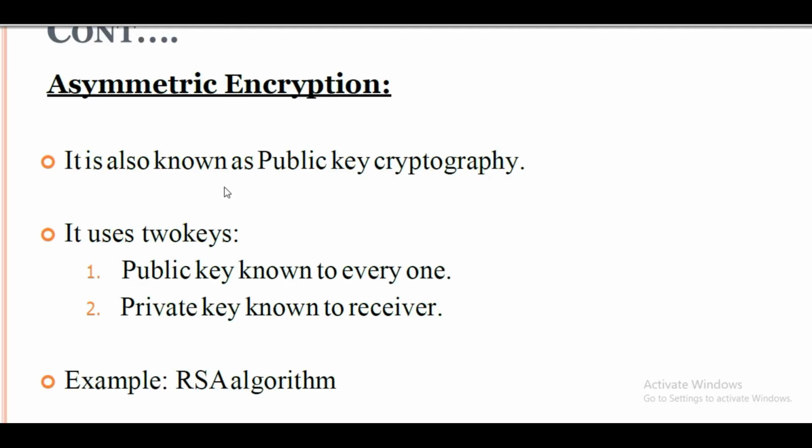Public, from the name itself, is known by everyone, right? The public key is known by everyone, whereas the private key, from the name private, is known only by the receiver, right?